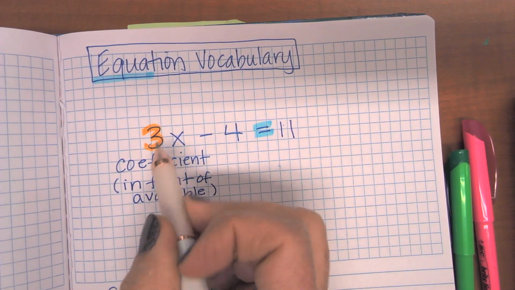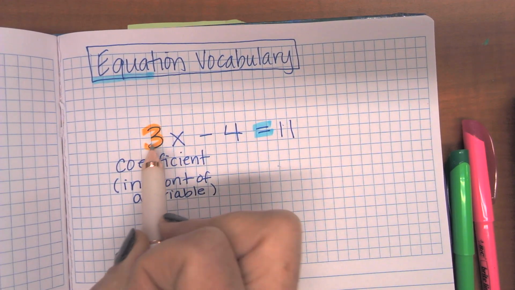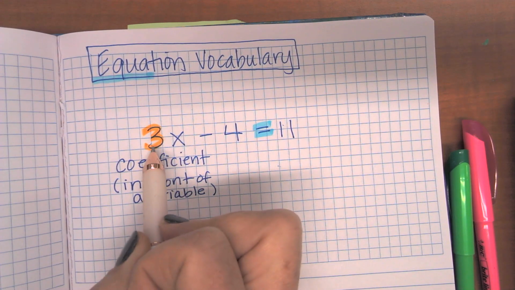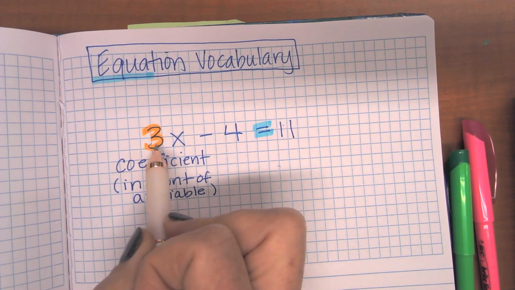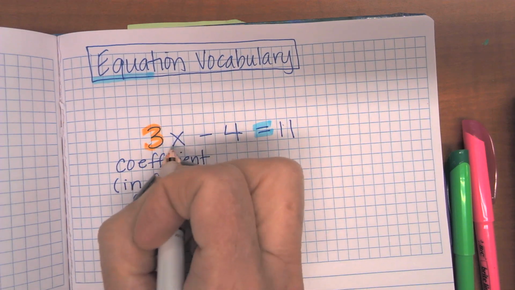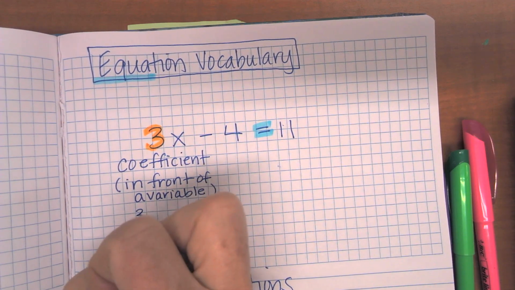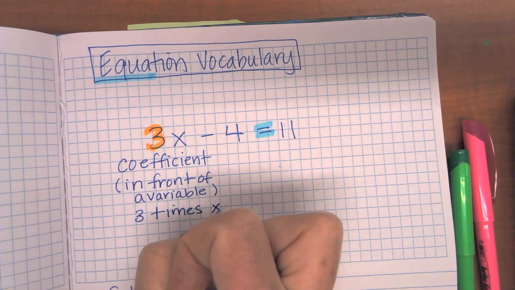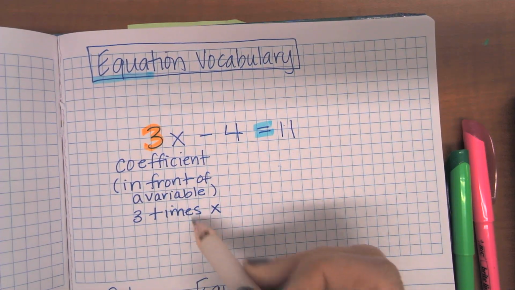Now what's important to know here is that 3 is actually being multiplied by the x. This is 3 times x. Mathematicians can be, I guess you would say, a little lazy once in a while. They don't put in that multiplication sign, but it is there. So this 3x actually means 3 times x. And we'll get more into that a little bit later.